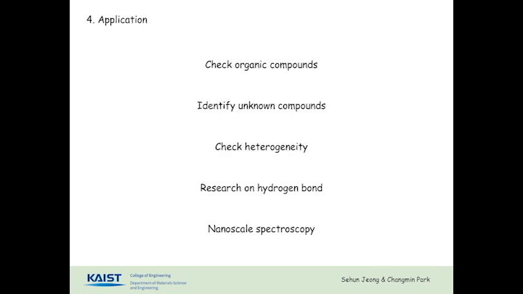Application: using FTIR, we can get the infrared spectrum of absorption or emission of materials including solid, liquid, or gas. FTIR has applications like these: checking organic compounds to identify unknown compounds, checking heterogeneity, research on hydrogen bonds, and nanoscale spectroscopy.